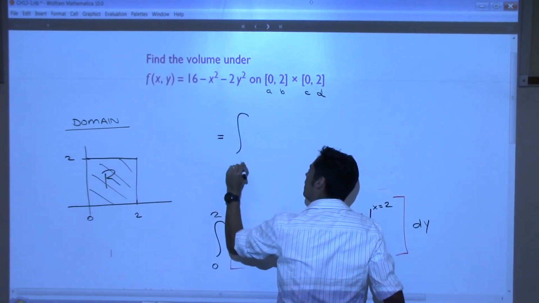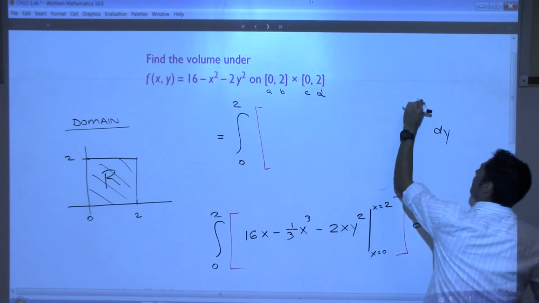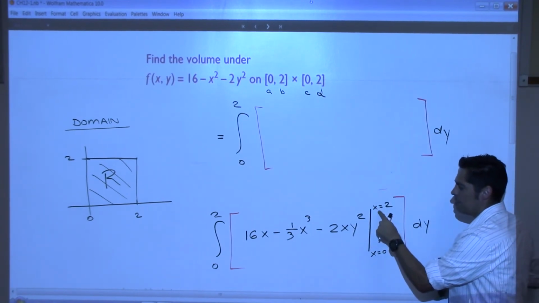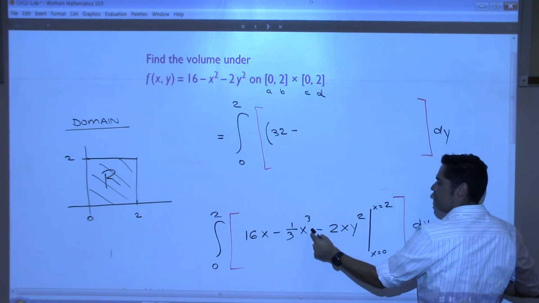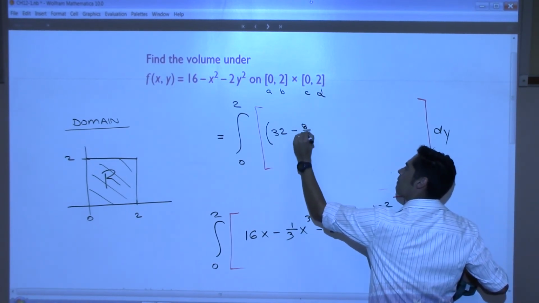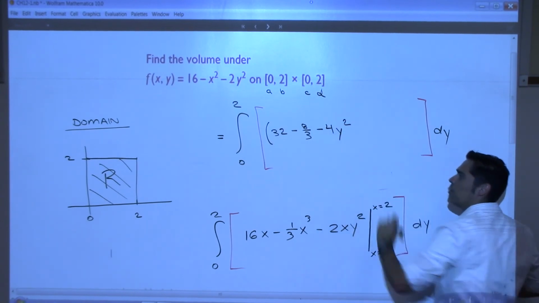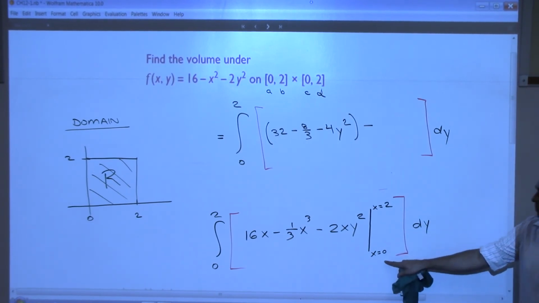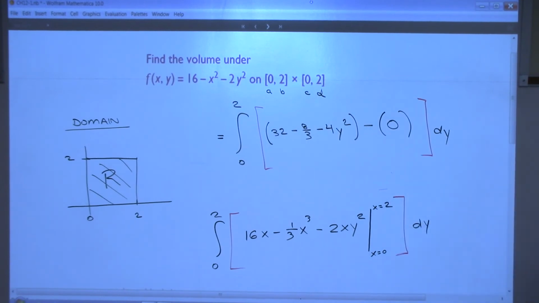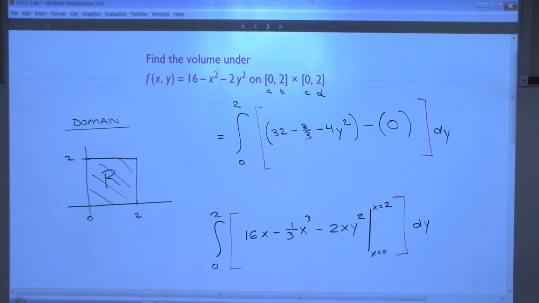So this should be equal to, I still have an outer integral I have not touched. Okay, let's do this. Plug in 2 for x, and we get 32, right? Take away 8/3. And then plug 2 in here for x, minus 4y squared, we good? Now, minus, now plug in 0 for x. Nice. Everything's gone, right? Any questions? This is a lot cleaner than Lagrange multipliers. It's more straightforward than all that.